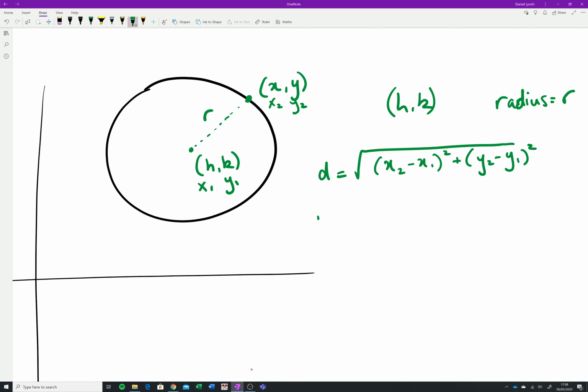We've already said that the distance between those 2 points is r. Okay, so we would get that the radius is equal to the square root of x2, well that's just our x value, minus x1, that's h, and that's got to be squared, plus y2, which is y, minus y1, which is k, squared.